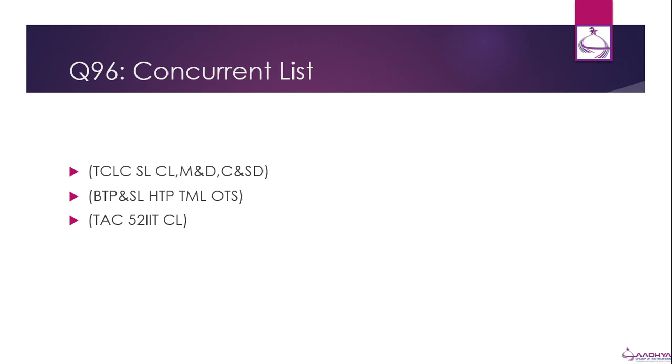Concurrent list. The concurrent list contains subjects like criminal law, marriage and divorce, contracts, and stamp duties. Both Parliament and the state legislature have the power to make laws on these subjects. There are currently 52 items in the concurrent list.